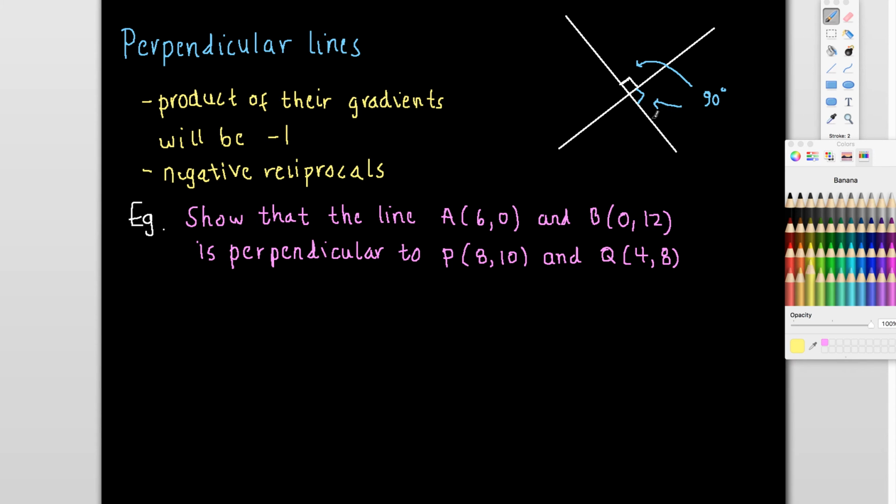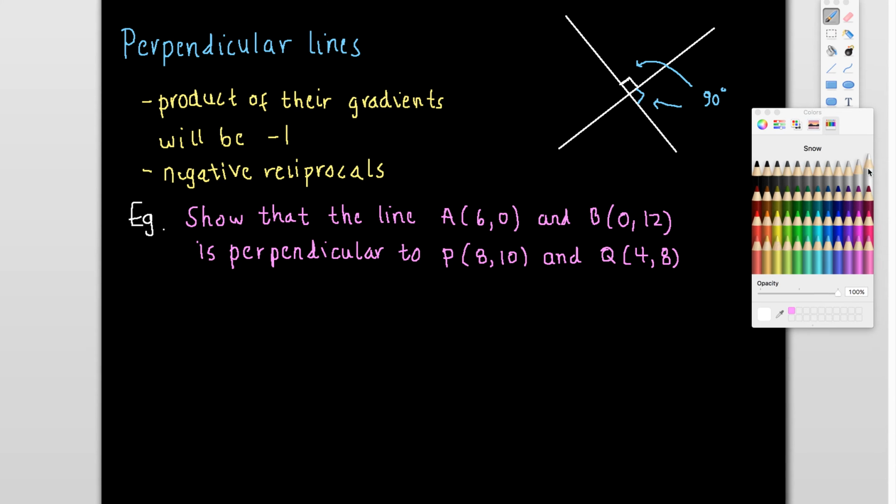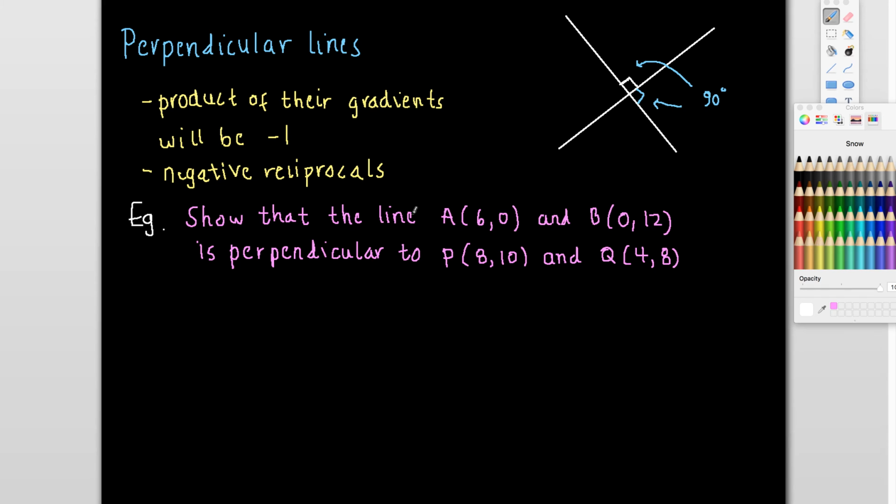There's a drawing of perpendicular lines, like I was saying. They form a cross, but in particular, we want that 90-degree angle in there. We want to show that these lines here are perpendicular. So really what we want to show is that the gradients of each, when you multiply them together, will give you -1. So let's first find the gradient of AB. Might split this into like I normally do. Just pick a colour and just like so.